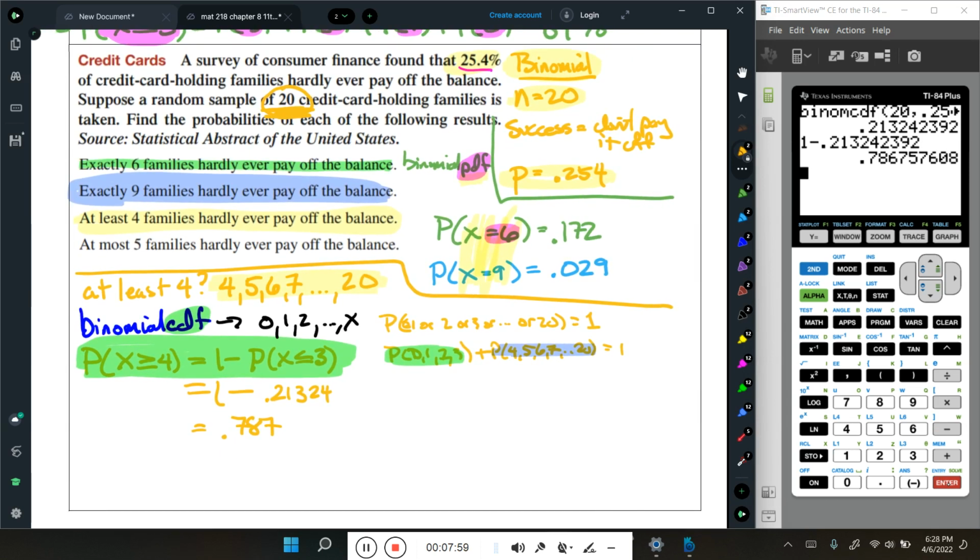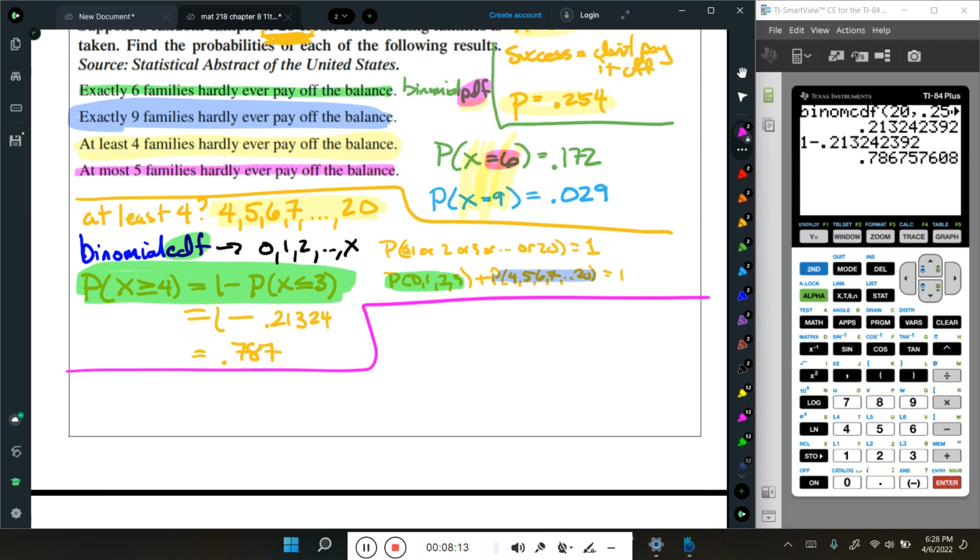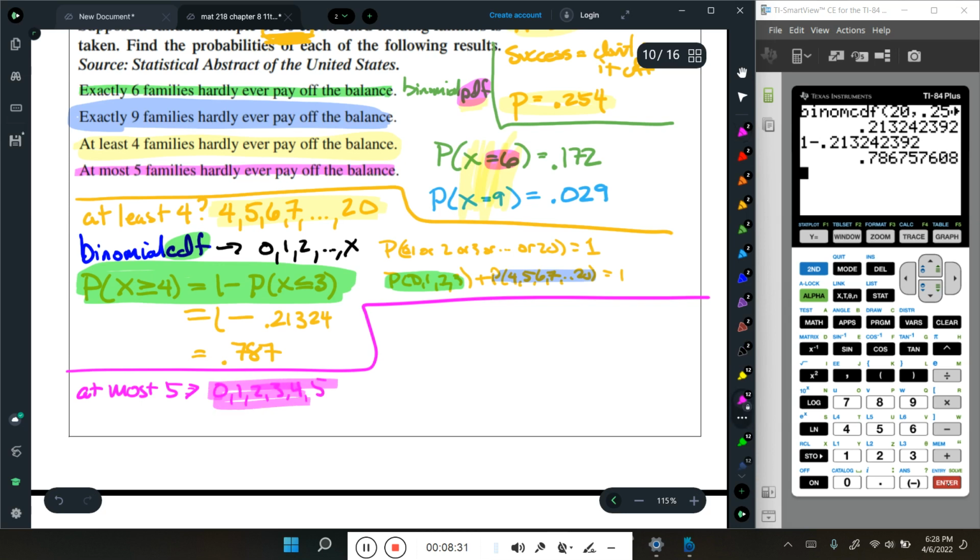Okay. Last one. At most 5 families never pay off their credit card debt. So what does at most 5 look like? Well, at most 5, that means 0 or 1 or 2 or 3 or 4 or 5. In fact, that's the left half that we want.